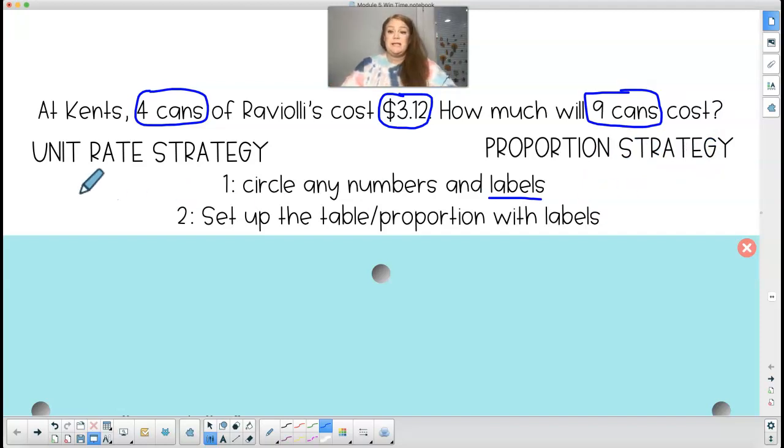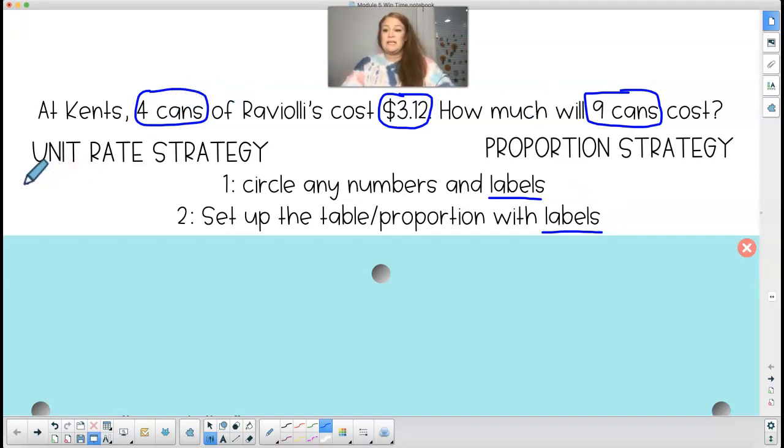So if I'm doing a table, it might go up and down. If I'm doing a proportion strategy, it will probably go across. A table could also go across as well. So actually I can set them up both the same way. So my labels, these are very important. Again, with labels, we've got to get things in the right spot so we make sure we know the right answer. So we're talking about cans.